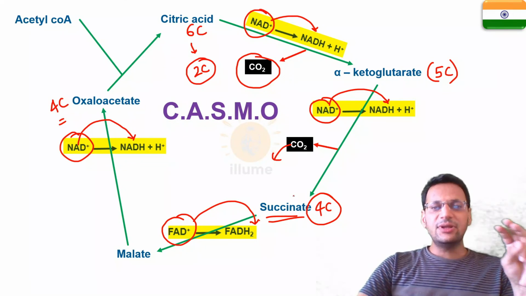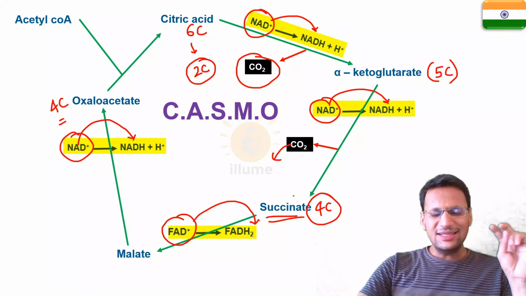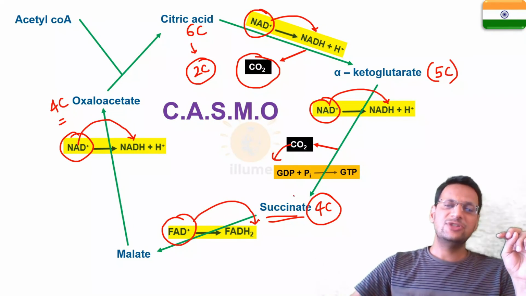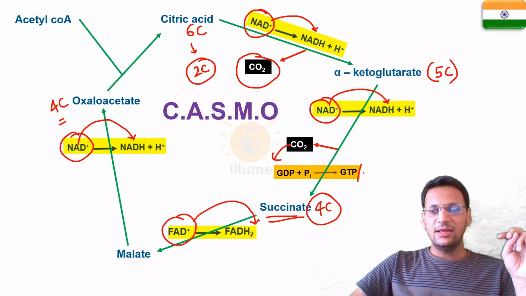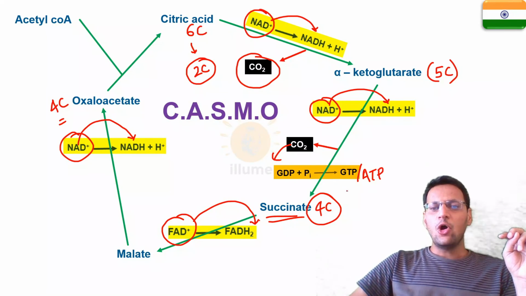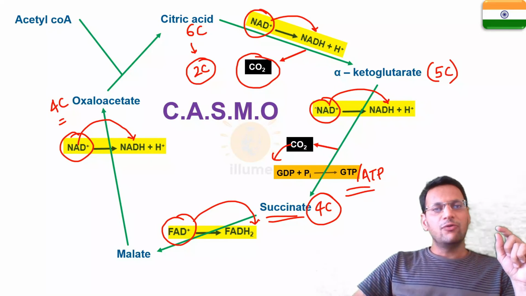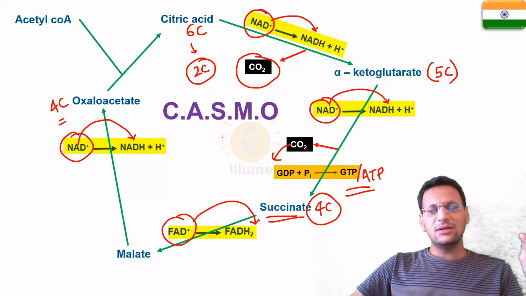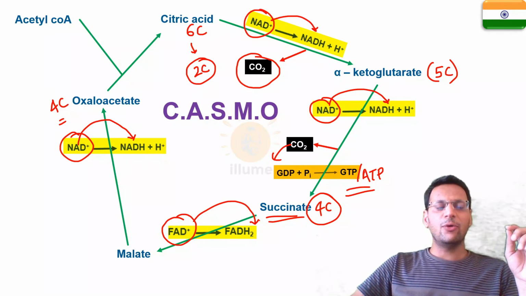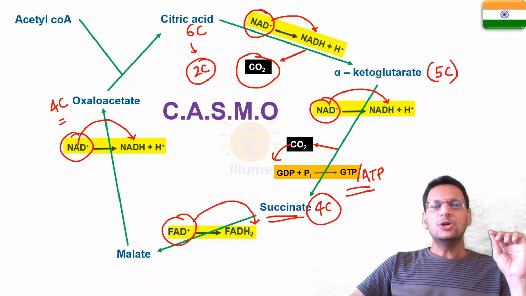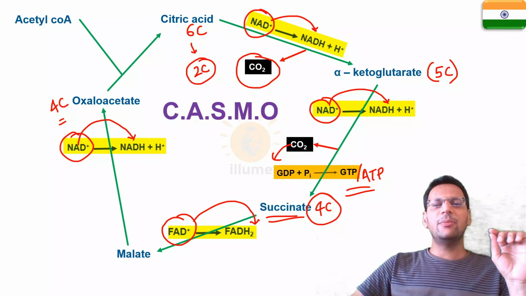And the last thing that you have to remember is that in the third step there would be formation of GTP or ATP. Herein either GTP or ATP would be formed, and that is the only step where GTP or ATP is formed. Otherwise there is no other step where you will find the formation of ATP or GTP. So this is sufficient to remember the entire Krebs cycle. That's it.